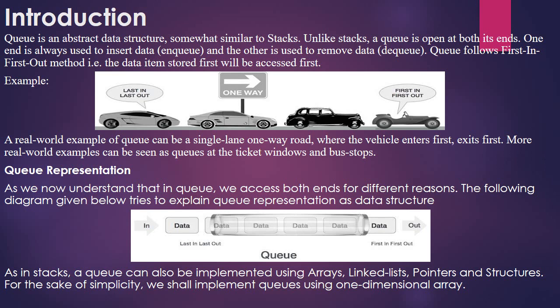Take a real life example. In a single lane, one-way road, the first car that enters the line will exit first. The last one will exit last. For more real life examples, we can take the ticket counter line and the bus stops.